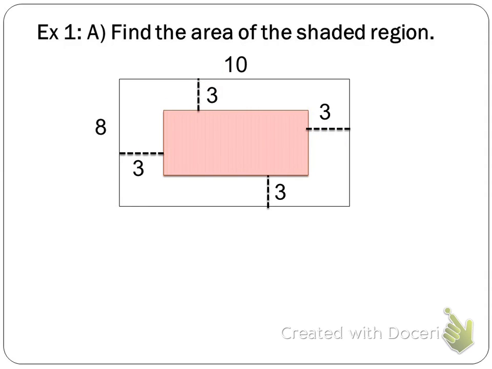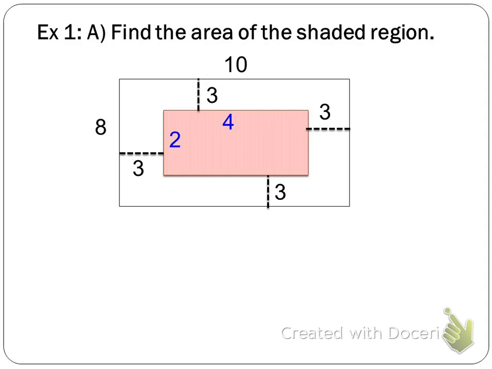Yep. And then what about the 8? What would we subtract from the 8? Yeah, 3 and 3 again. Very good. So 10, take away the 3 units over here, the 3 units over here. This littler rectangle has a length of 4. And then 8, take away the 3, take away the 3. That's 6, right? And 8 minus 6 is 2.